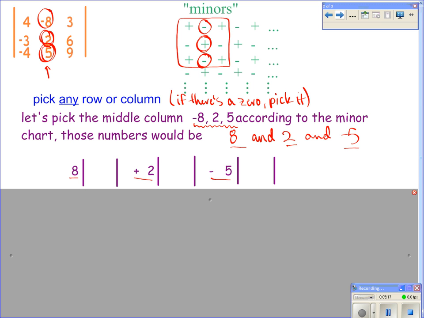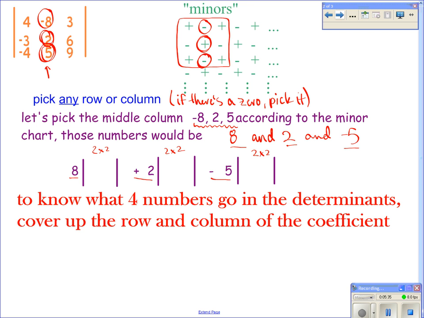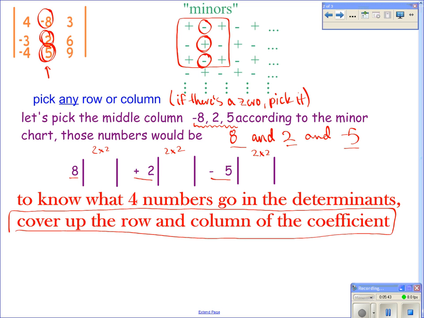Question? How do you know how many lines to make? Well, we're going to have a 2 by 2 determinant for each of these. Other questions? Now to figure out what 4 numbers to put in there, this is how we're going to do it. Cover up the row and the column of that number. So that's how you figure it out.